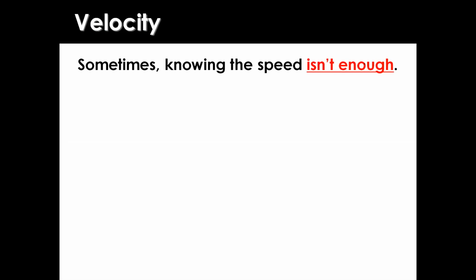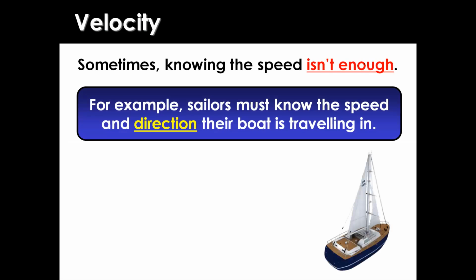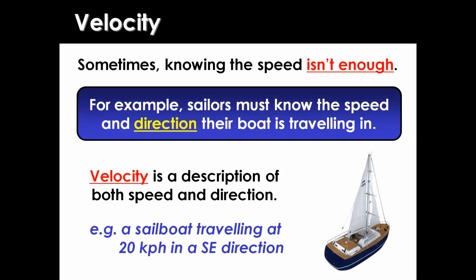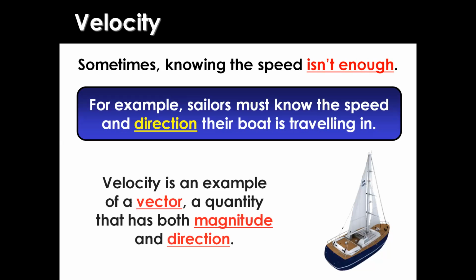Now, most of the time, knowing the speed will not be enough. For example, sailors must know the speed and direction of their boat while they are traveling. So what is speed plus direction called? It is nothing but velocity. It is speed and direction. For example, if you say a sailboat is traveling at 20 km per hour in the southeast direction, the quantity is nothing but velocity.